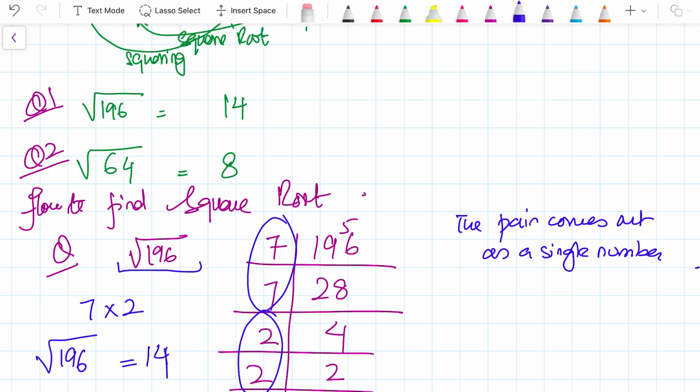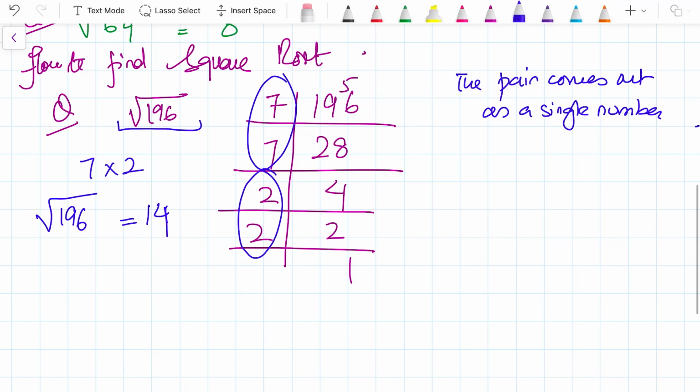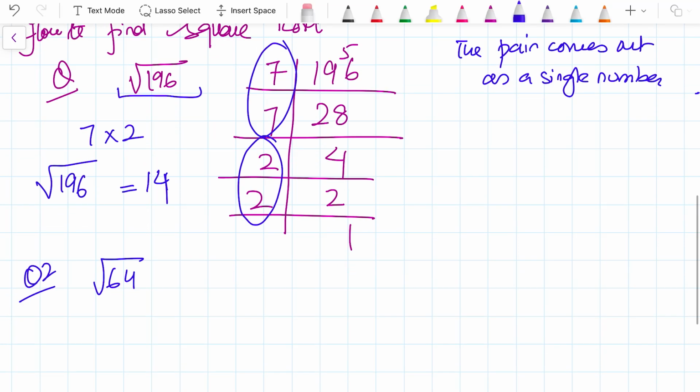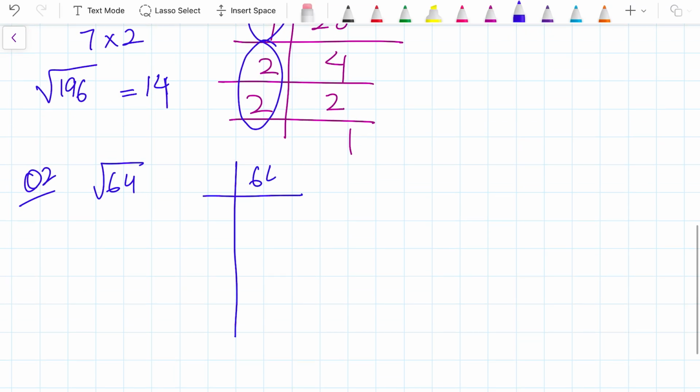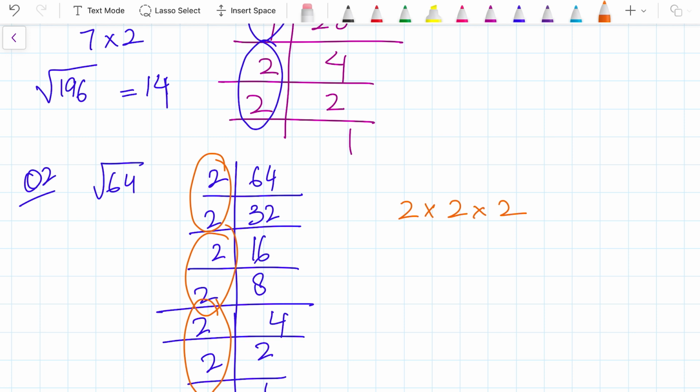So even if you don't know, or if you have a very big number which you can't find out directly, then you can find it out through the LCM method. Let's do it for 64. Let's find out the LCM. 2 times 32, 2 times 16, 8, 4, 2 times 2, 2 times 1. Find out the pairs. From each pair, a single 2 comes out. So 2 into 2 is 4. 4 into 2 is 8. So under root 64 is 8. I hope this is clear.